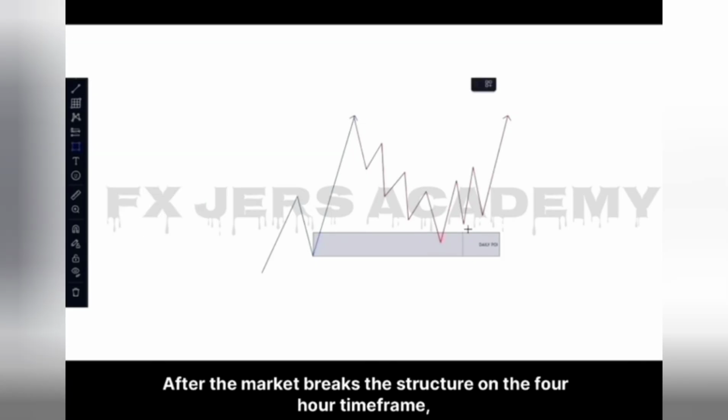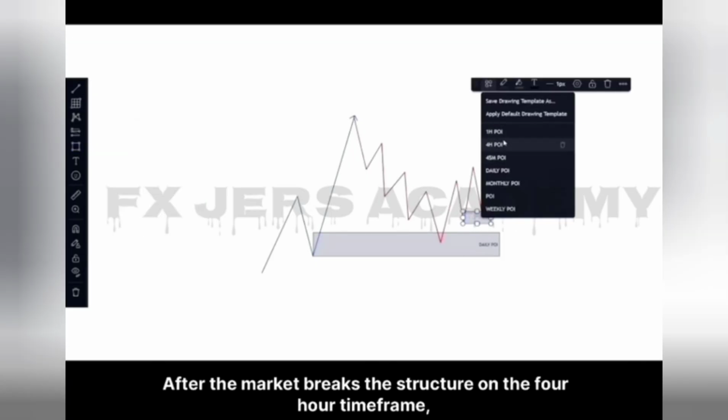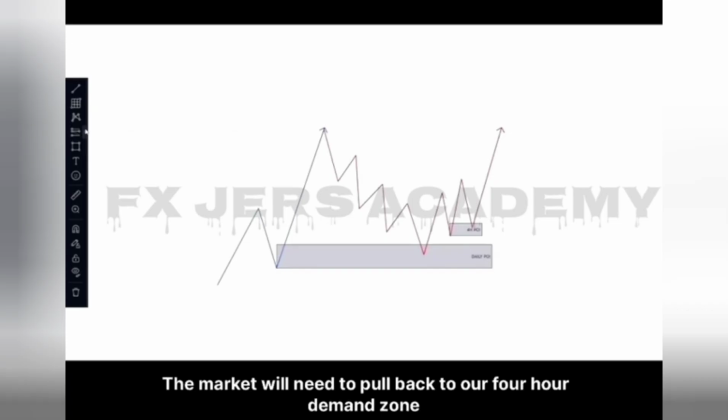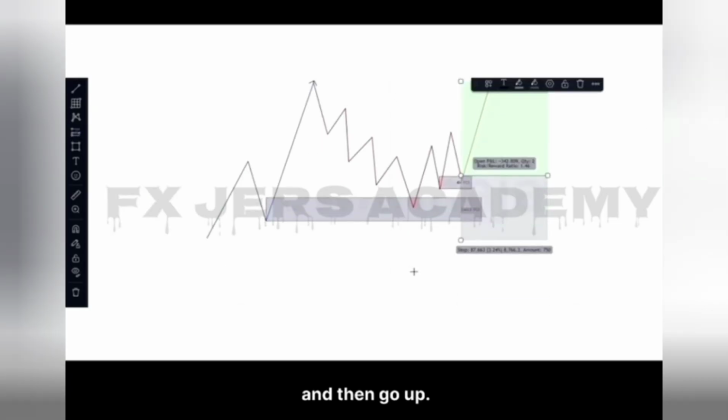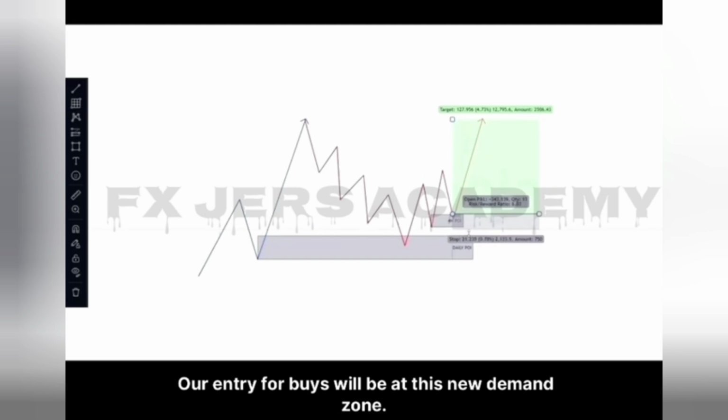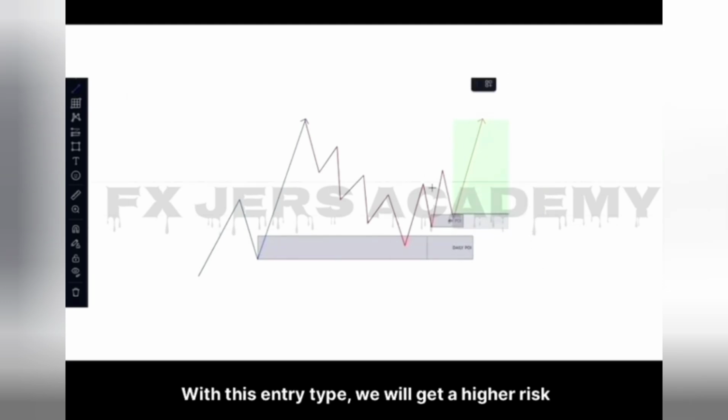After the market breaks the structure on the 4-hour time frame, we will have another demand area. The market will need to pull back to our 4-hour demand zone and then go up. Our entry for buys will be at this new demand zone. With this entry type, we will get a higher risk to reward ratio, which is why it is the best.